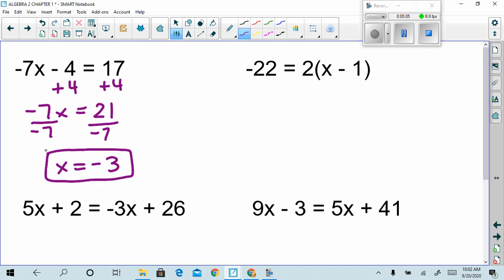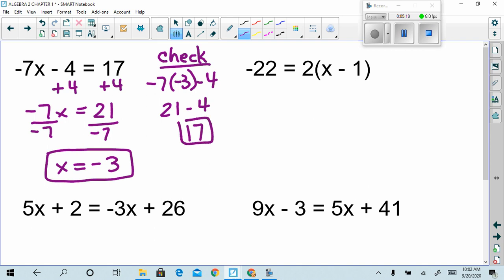Here's where, when you do the check, you have to be sure that you have the right sign, because otherwise it won't come out. I have negative 7 times negative 3 minus 4. That gives me 21 minus 4, which will give me 17, and it checks. On to the next problem. Distribution.